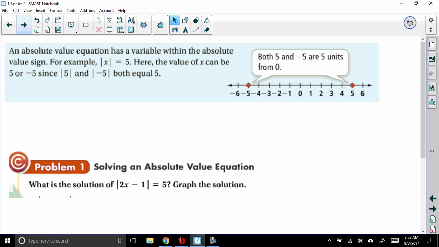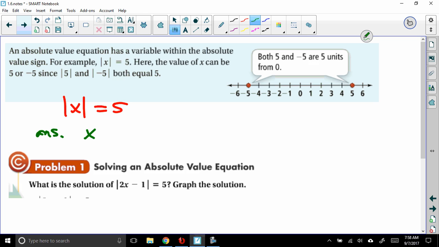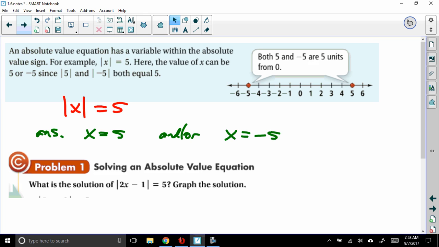An absolute value equation has a variable with the absolute value sign. For example, the absolute value of x equals 5. And the book is saying here the value of x can be 5 or negative 5, since the absolute value of 5 and the absolute value of negative 5 both equal 5. So they're kind of introducing how you go about solving one of these things. When you solve a real simple one, like the absolute value of x equals 5, the answer is that x is equal to 5 and/or x equals negative 5. I think most people get that.